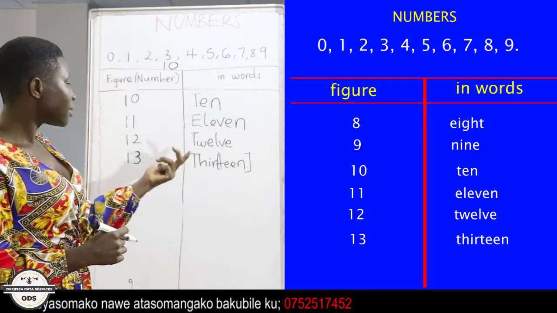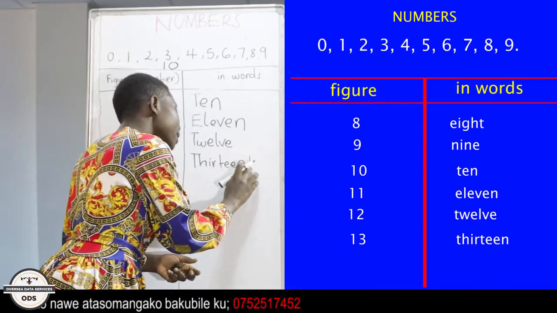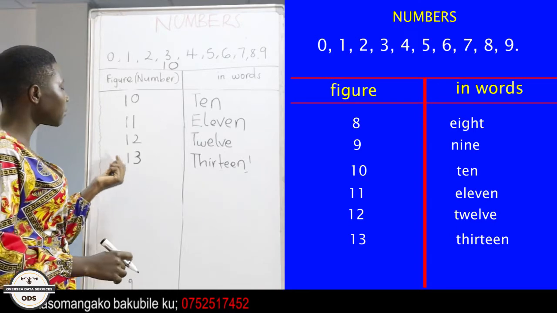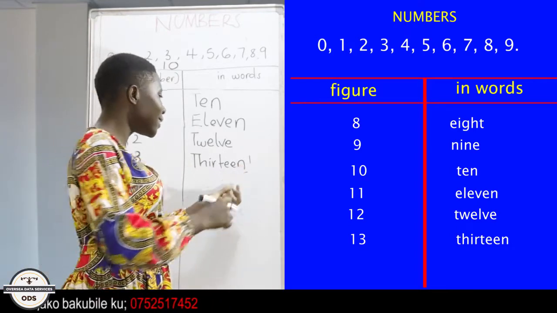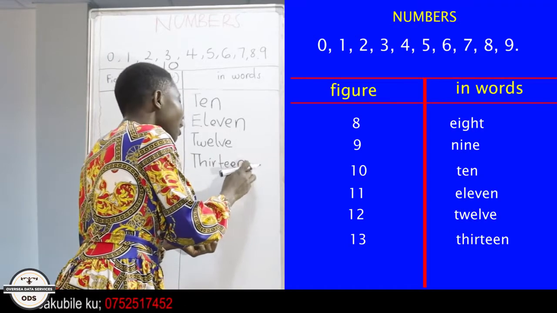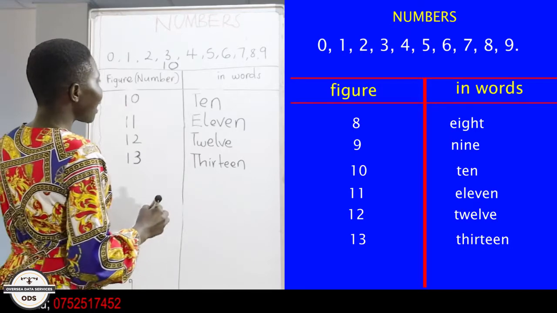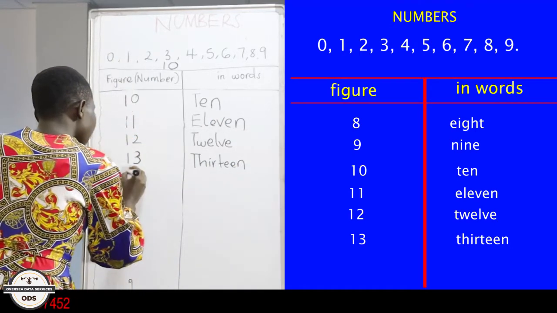T-E-E-N. Teen. These are words where the remaining numbers, 13, 14, 15, 16 have that common word teen. And 13 up to 19, let us first see.